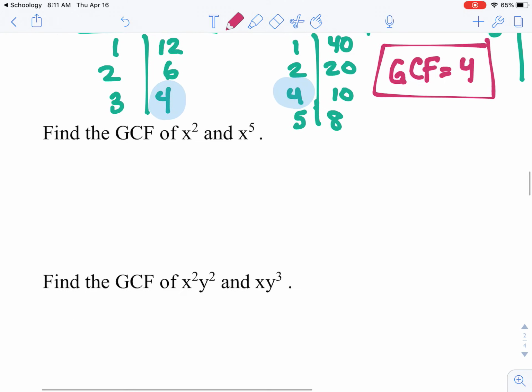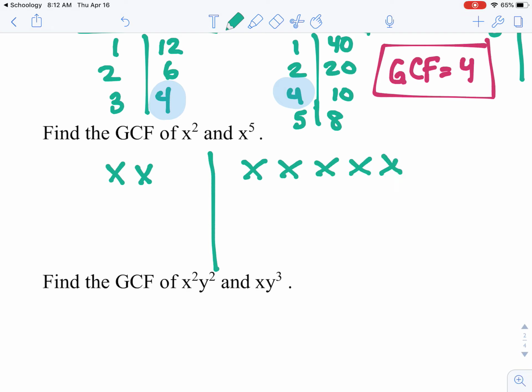Okay, the next example starts using variables. We can also find the GCF of variables. So I have here x squared and x to the fifth. So x squared is 2 x's, right? And x to the fifth is 5 x's. So it's asking me how many x's do these two terms have in common. So they both have 1 and they both have 2. So my GCF is x squared.